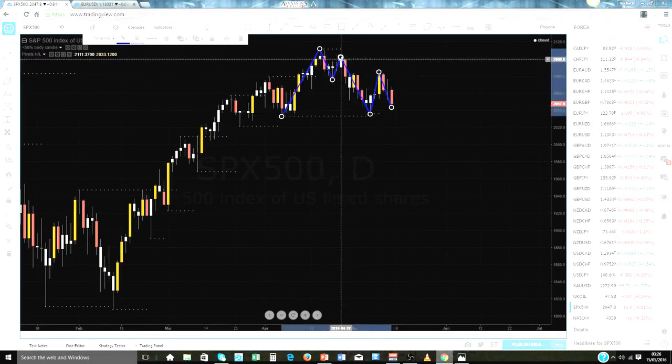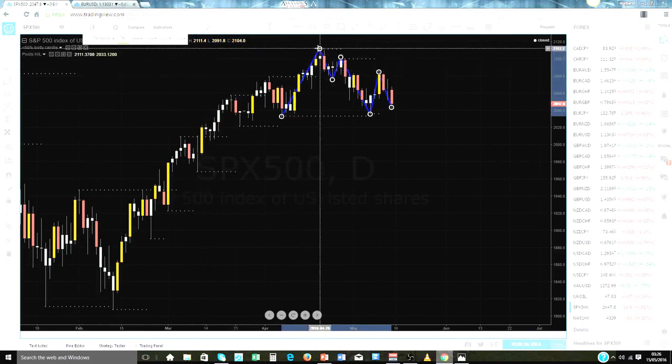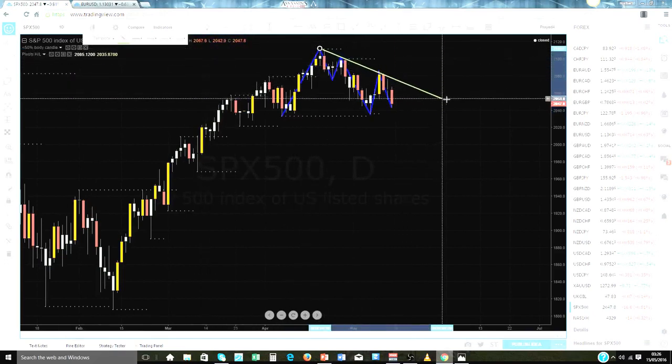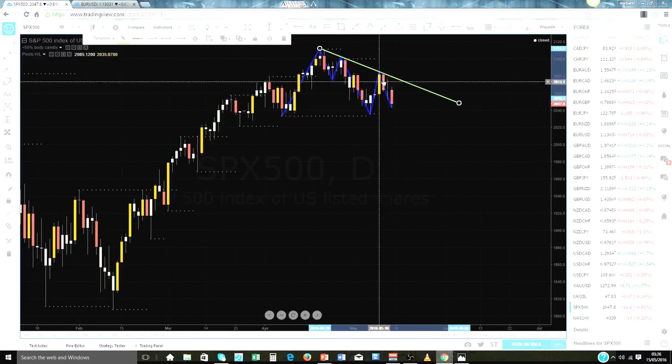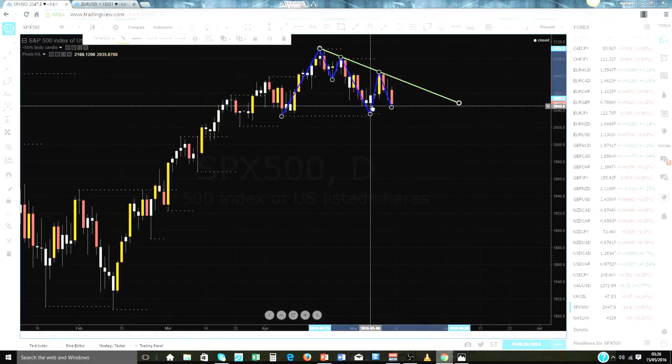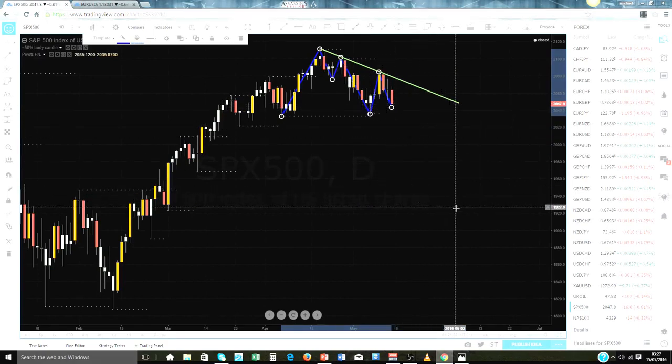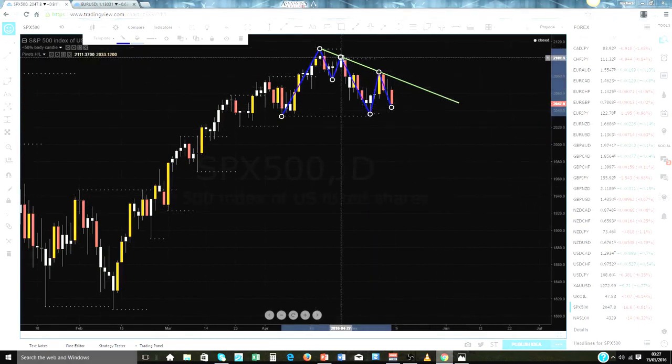So we have this high and we have that high. So that's all. You've just got your downtrend line on the S&P 500. It just so happens that it touches this one as well. That's just happenstance, just coincidence. All right, so there you have it. These two are the pivot highs.